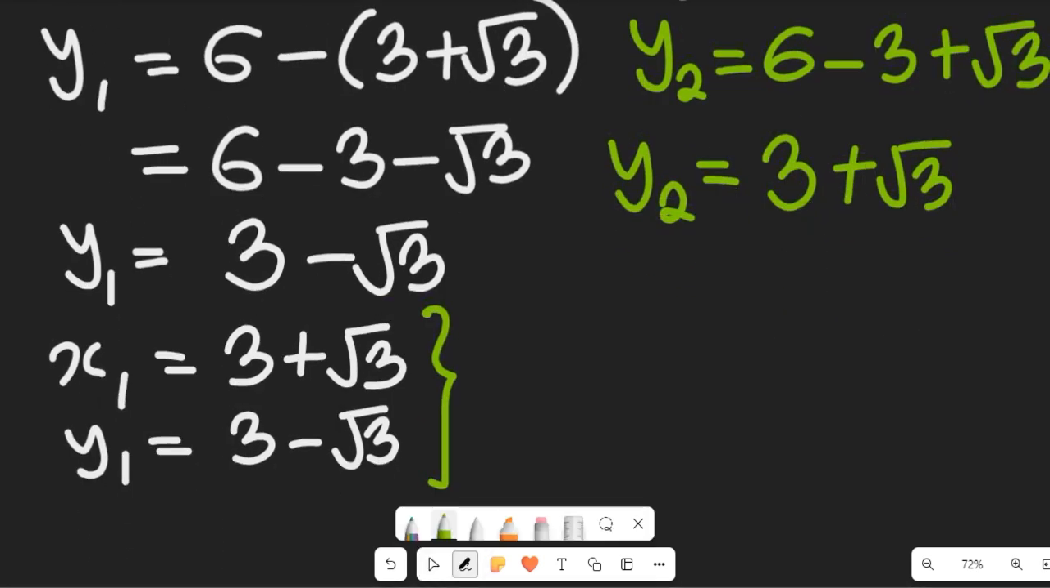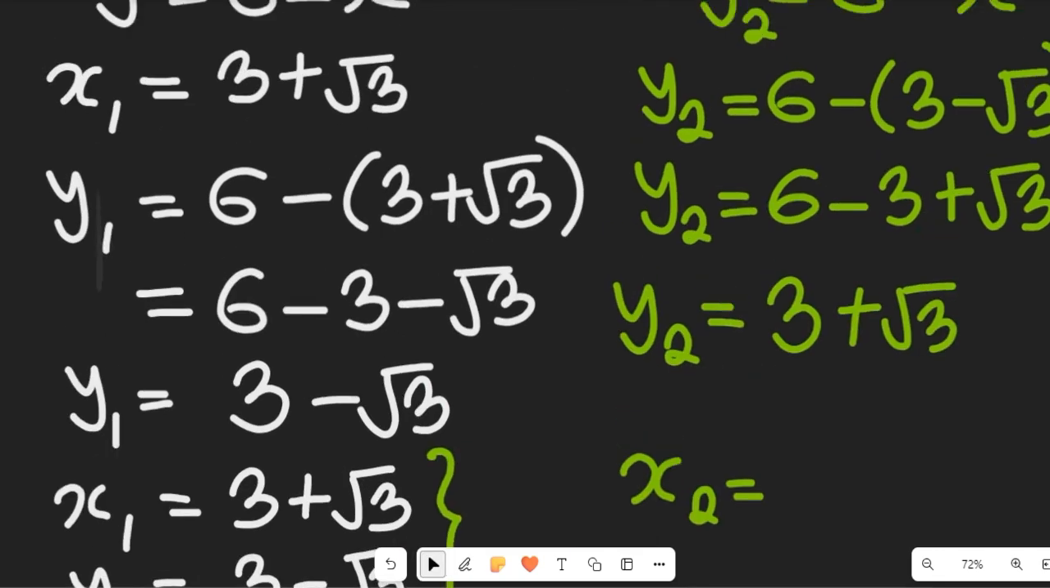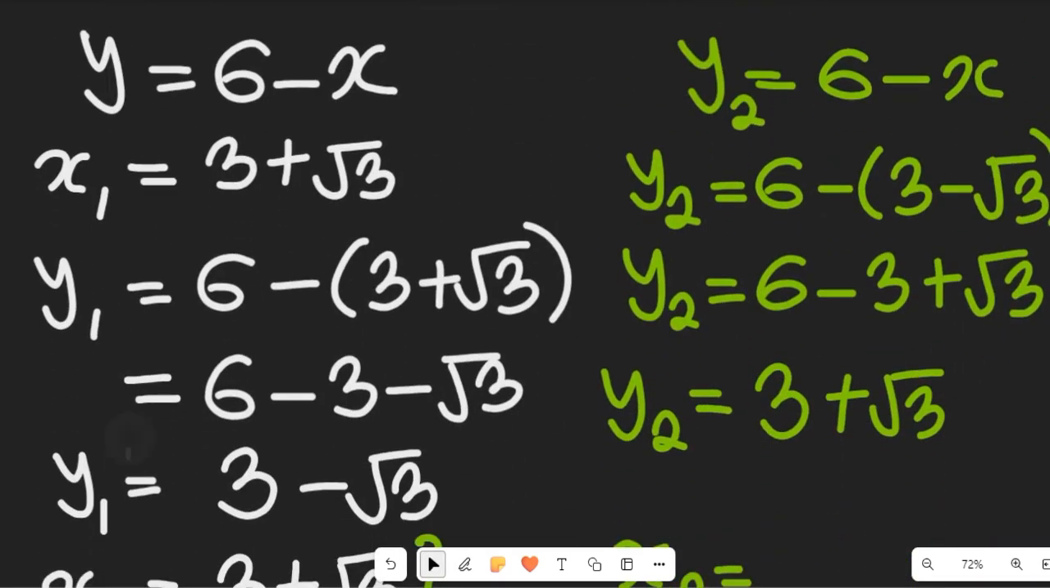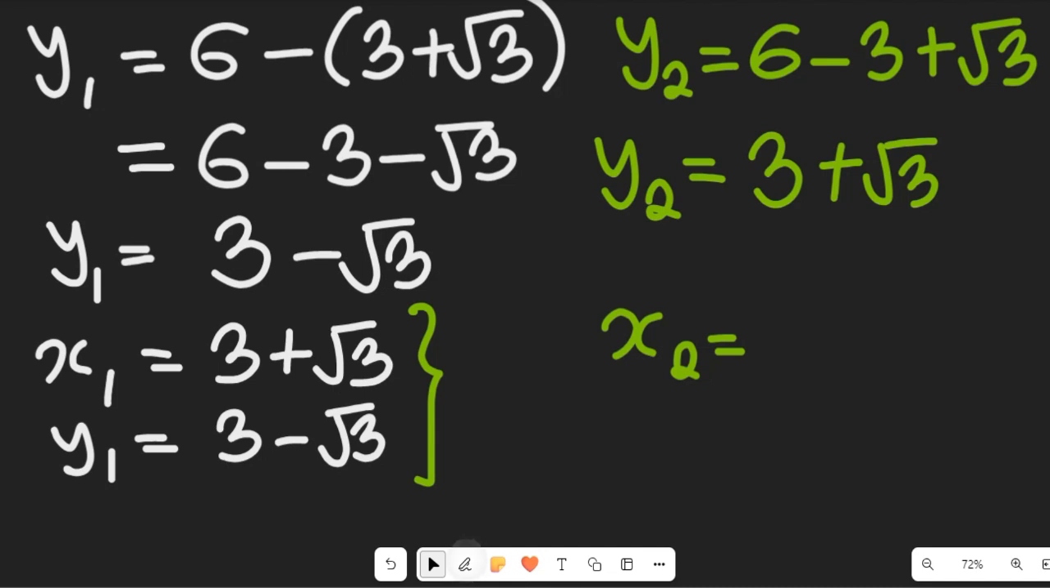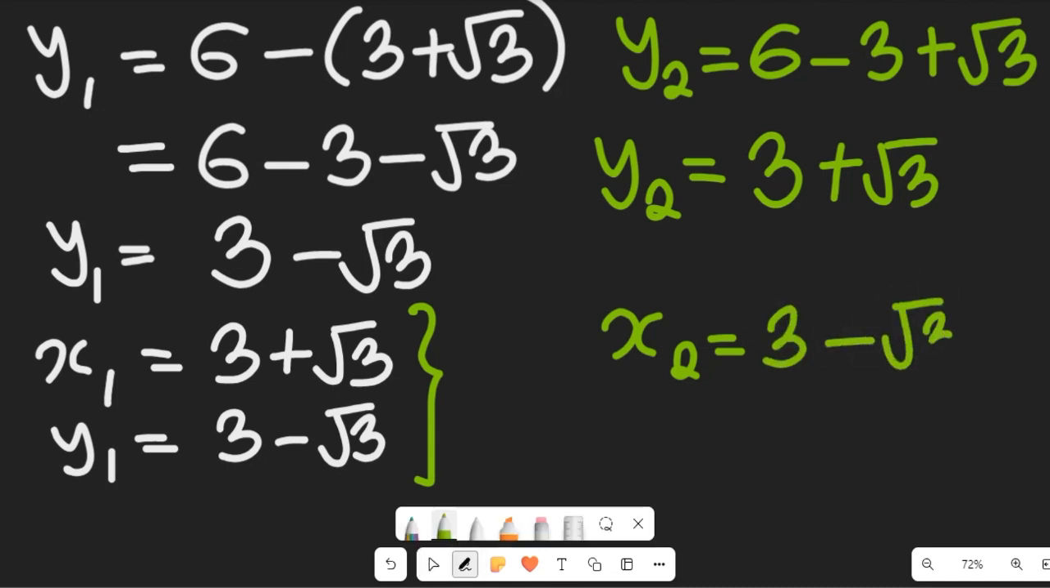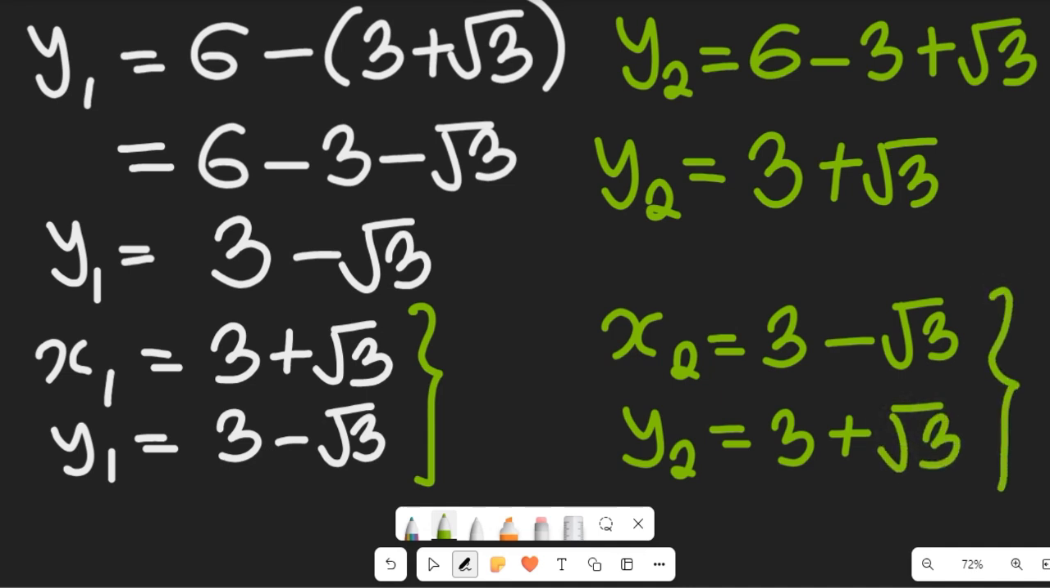So from this expression, you see that x2 is equal to 3 minus root 3, and then our y2 is equal to 3 plus root 3. And these are the two solutions to that expression that is given to us.